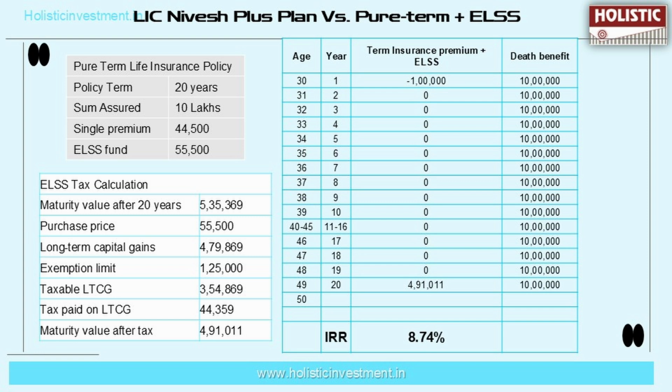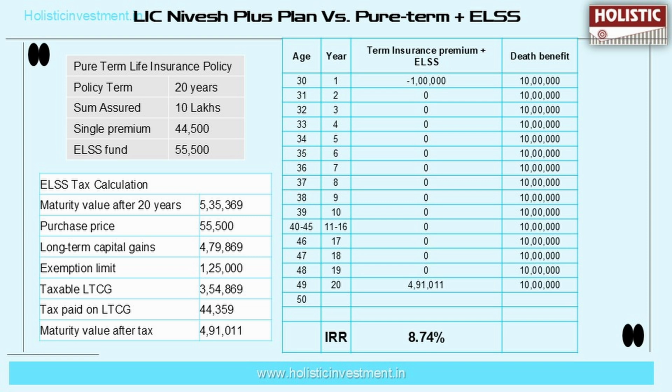At the end of 20 years, while exiting the ELSS fund, capital gains tax arises. Let us set aside the tax payable from the maturity proceeds. The tax calculation is given here. The post-tax fund value is 4.91 lakhs. The IRR for this cash flow is 8.74%.